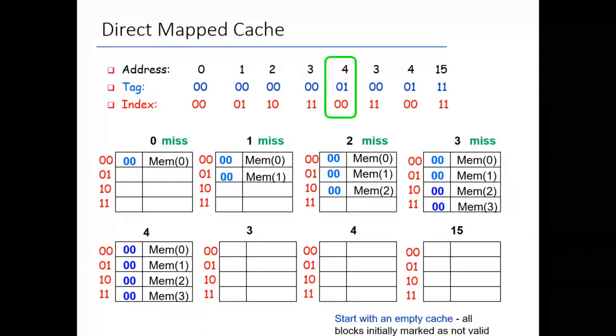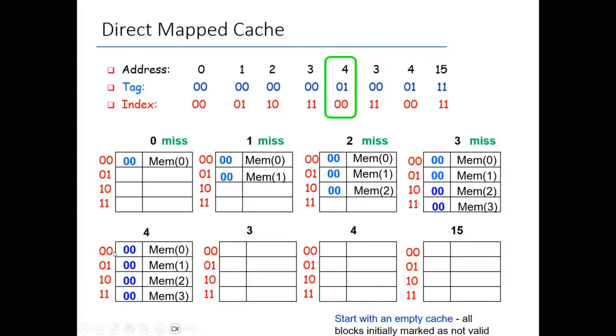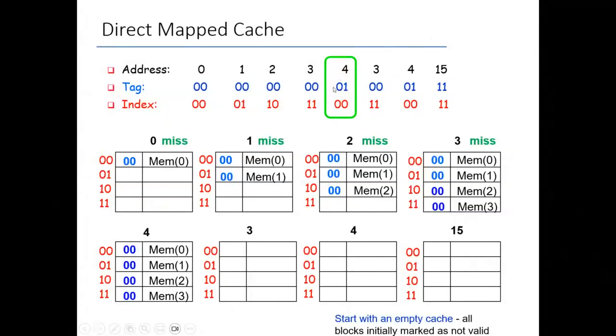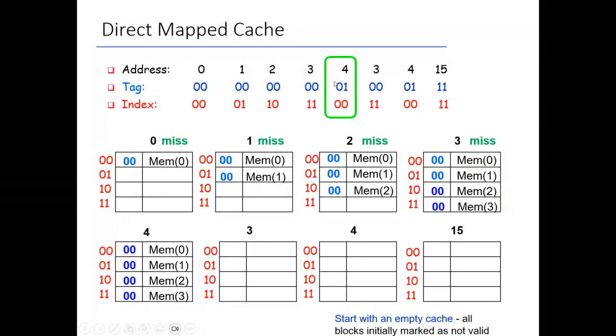Can you see here now? We look into the index field, and then we compare this tag with this tag. Does the tag match or not? It doesn't match, so it will replace it, I think. Very good. So it will replace it. Can you see it's a miss? We bring block 4 from the main memory and we kick out block number 0. And it's a miss.